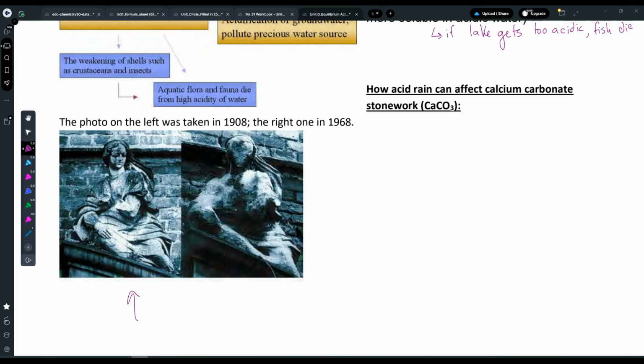So over here we have a picture of a statue that was taken in 1908, and then that same statue 60 years later looked like that due to acid rain. So what's happening here is the acid rain is wearing down the statue.